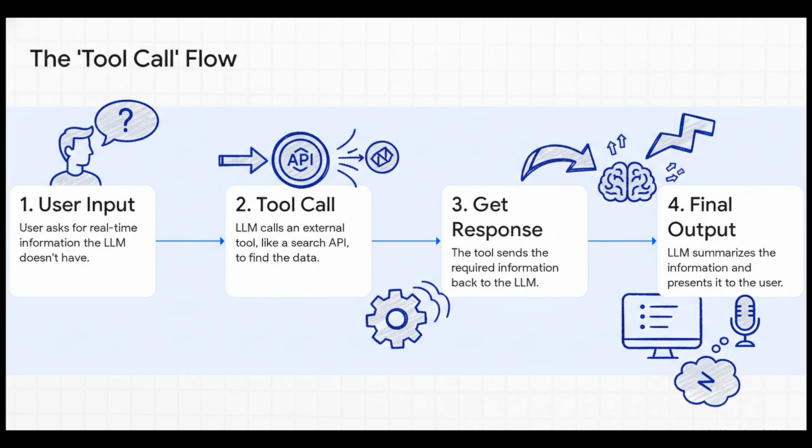Here's how that actually works in practice. Let's say you ask it, what's the latest news today? The model's first thought is, whoa, I don't have that, that's current information. But instead of just giving up, it makes what's called a tool call. It reaches out to a news API, grabs the latest info, and then uses its language skills to summarize it perfectly for you. See that? It didn't just create, it acted.